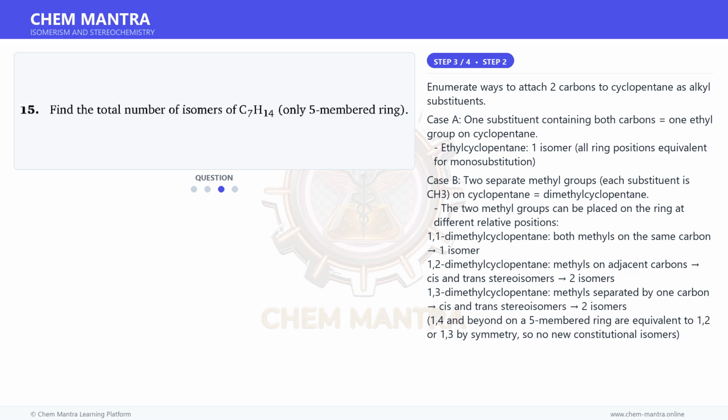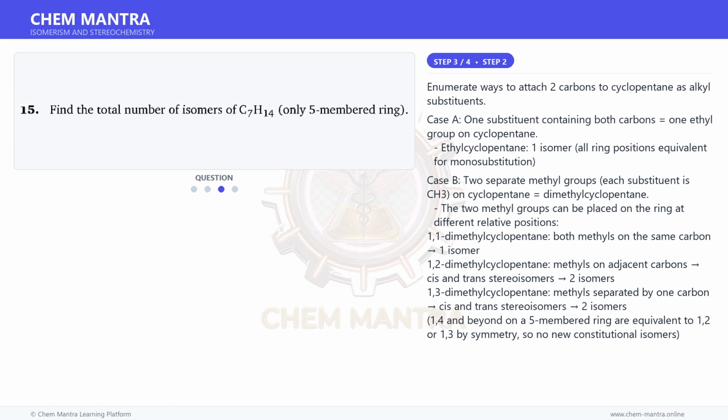Enumerate ways to attach 2 carbons to cyclopentane as alkyl substituents. Case A. 1 substituent containing both carbons is equal to 1 ethyl group on cyclopentane. Ethylcyclopentane, 1 isomer, all ring positions equivalent for monosubstitution. Case B. 2 separate methyl groups, each substituent is CH3 on cyclopentane, which is equal to dimethylcyclopentane. The 2 methyl groups can be placed on the ring at different relative positions.